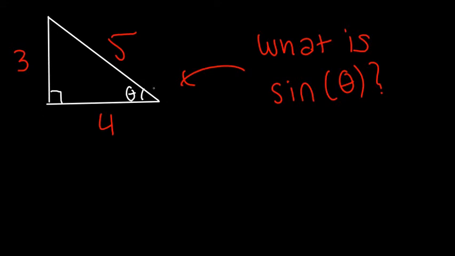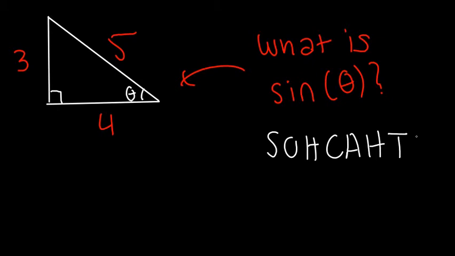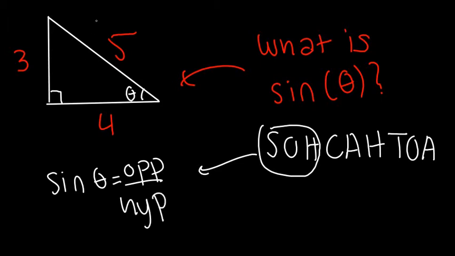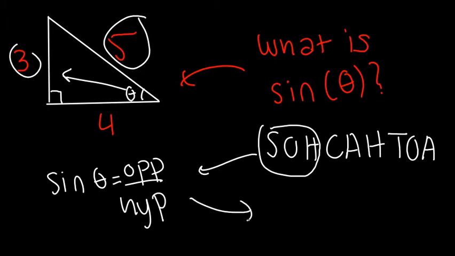Given that this is a right triangle with side lengths 3, 4, and 5, what is the value of sine of theta? Well, if you remember from our mnemonic SOHCAHTOA, sine of theta is equal to the opposite over the hypotenuse. Our hypotenuse is 5 because that's the greatest value, and our opposite value is the side opposite from theta, which is 3. So sine of theta must be equal to 3 over 5.